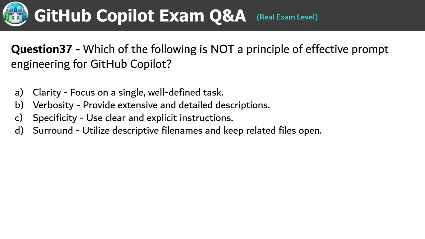Question 37. Which of the following is not a principle of effective prompt engineering for GitHub Copilot? So which of the following is not a principle, right? The answer is B, verbosity. Provide extensive and detailed descriptions. You don't need to provide a detailed description to get the suggestion from GitHub Copilot, right?